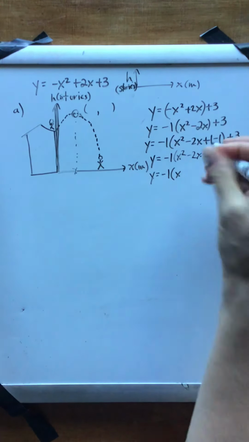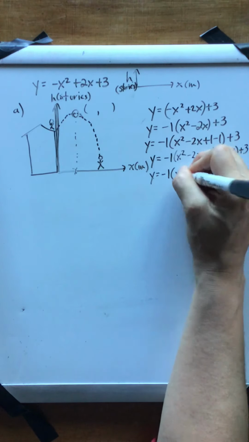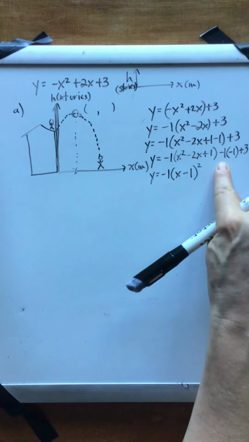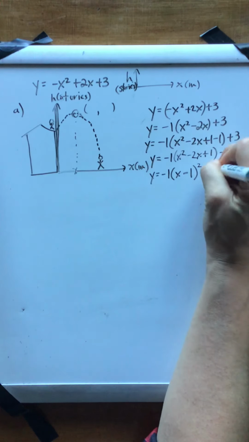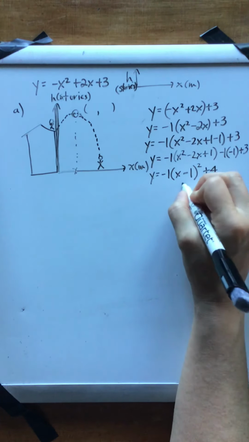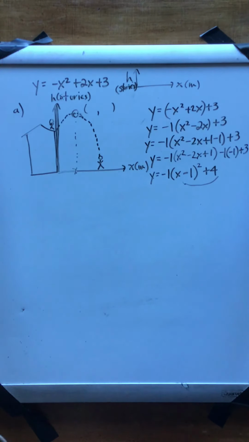Square root of 1 would be 1. It's going to end up being negative because b is negative. And out here I have -1 times -1, which is 1, plus 3, gives me 4. So from here I can read the vertex. Okay, the vertex comes out being (1, 4).